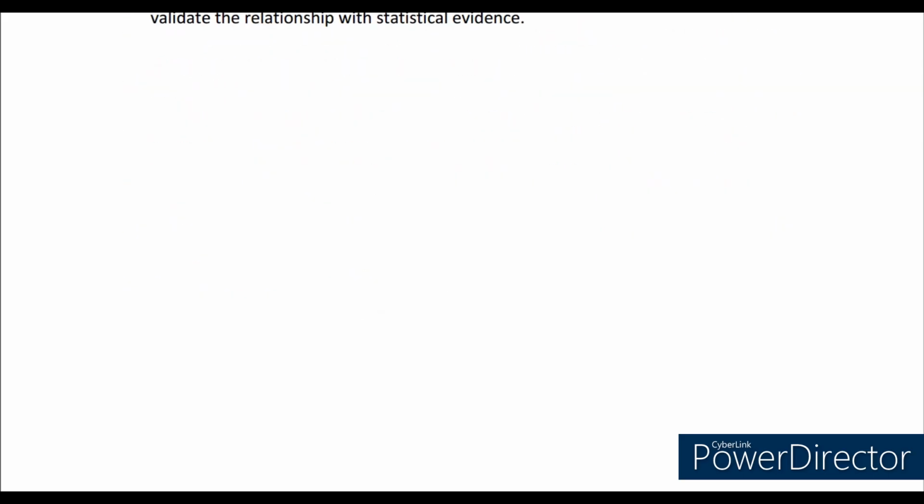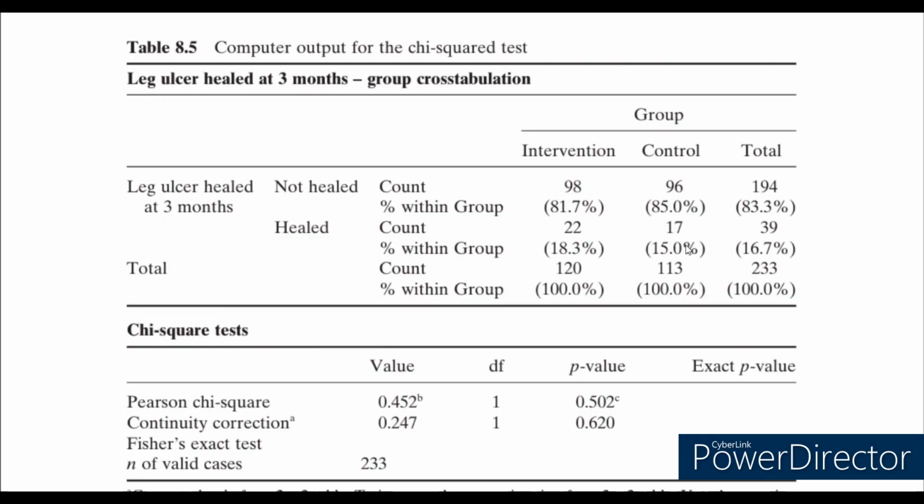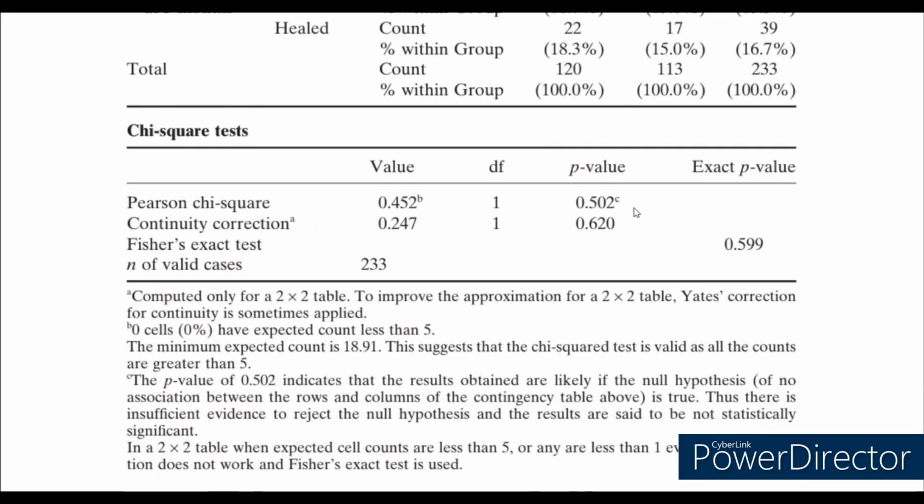So now let's try to understand this result. If you look at the first table, it is the cross tabulation where you can see the number and the percentages. It's simply summarizing the data. Now coming to the chi-square test, if you look at the expected cell count, it was mentioned that the minimum expected count in this case is 18.91. So that is more than 5. If it is more than 5, we need to check the Pearson chi-square test.